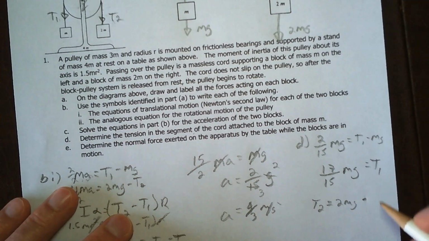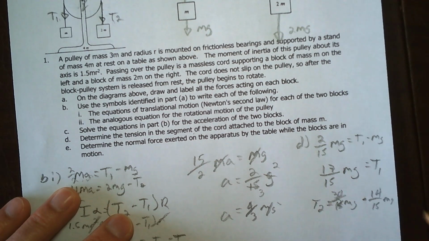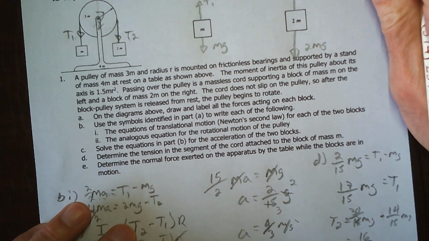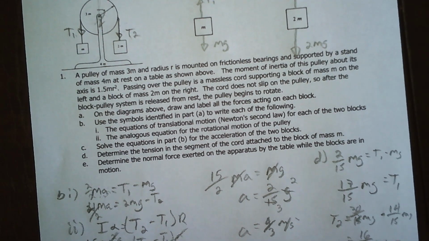Minus 4/15 mg. So this would be 30/15, so this is going to be 16/15 mg. That's what T2 is. Something seems wrong there. So we found that T1 is bigger than T2. Uh-oh. Where's my mistake at?